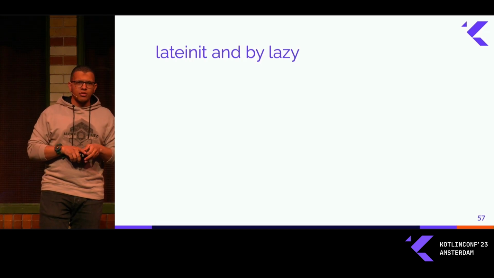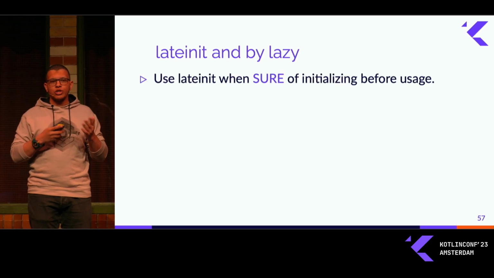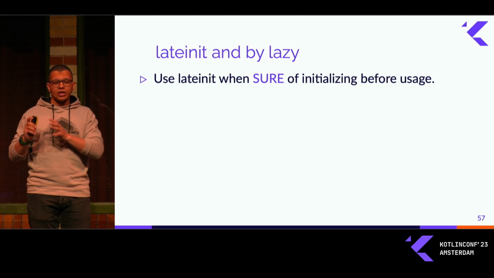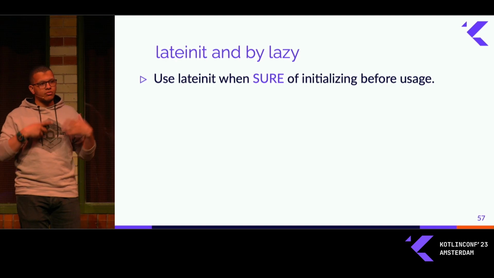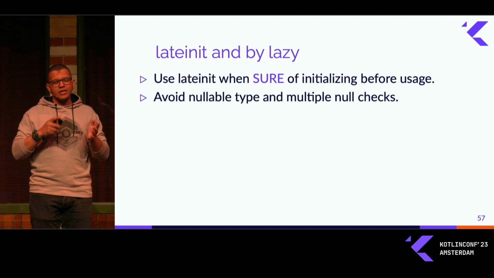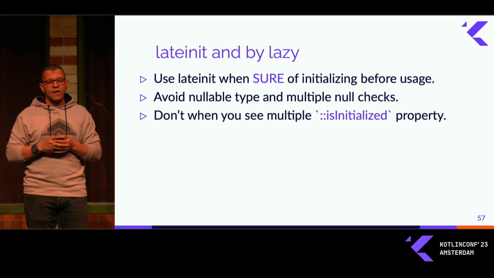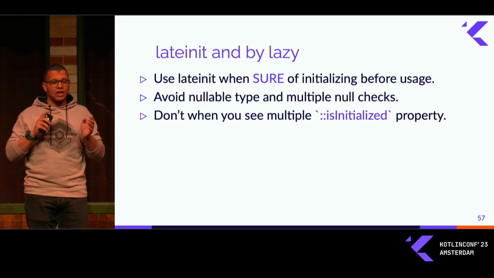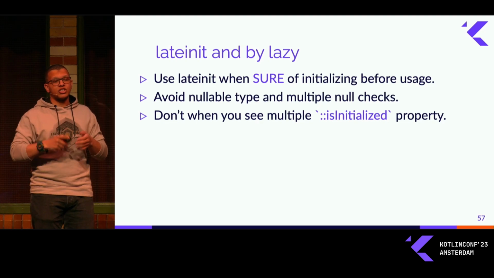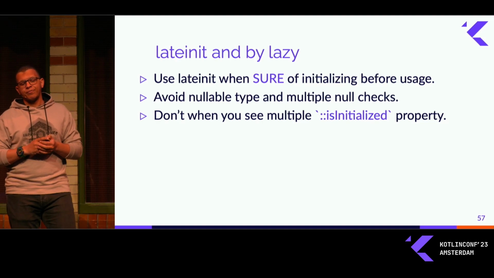Yeah, let's talk about another anti-pattern I saw. We do have lateinit and by lazy features in Kotlin, of course. We usually use lateinit when we are sure about initializing before usage. For example, in the Android world, we sometimes initialize things in onCreate, and then we can use them. This will help us to avoid the nullable type and the multiple null checks. This is the point of it. And whenever you see yourself using the isInitialized property, consider using a nullable type, because I saw that a lot. They are avoiding the nullable type, but they are using isInitialized to check if it is initialized or not. So whenever this is the case, consider using the normal nullable type.